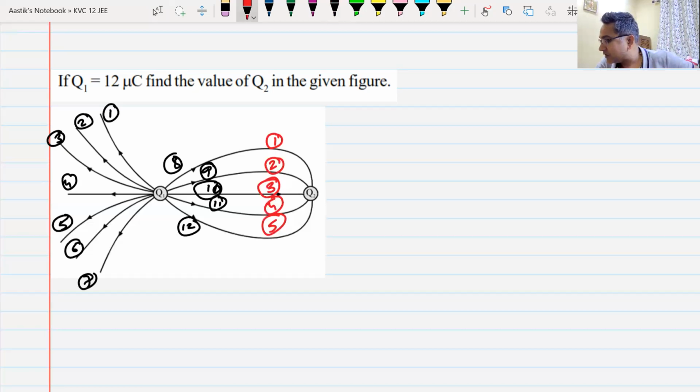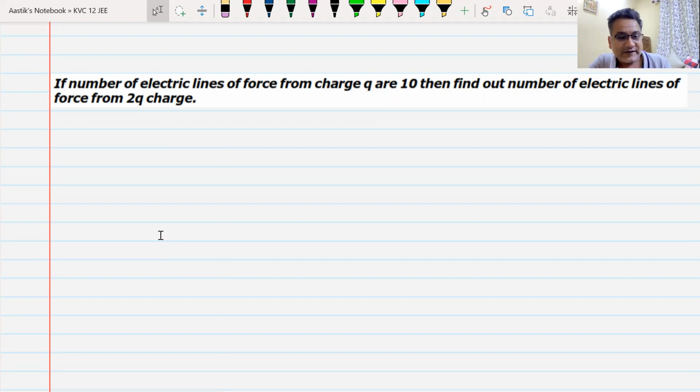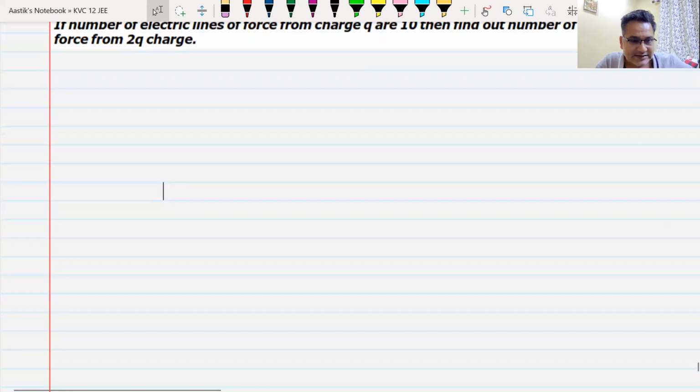And the smaller version of this problem goes like this. I thought that I'll do this one before, but then I thought, look at the diagram and let's hope that you can give me the answer. If 12 is the number of electric field lines of force from a charge Q, then find the number of electric field lines of force from a 2Q charge. And the answer is?